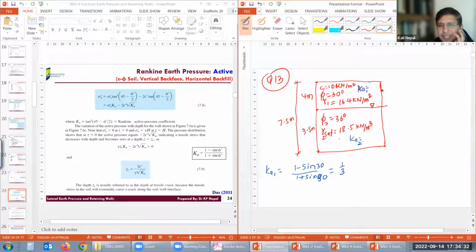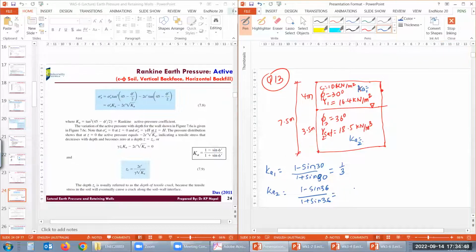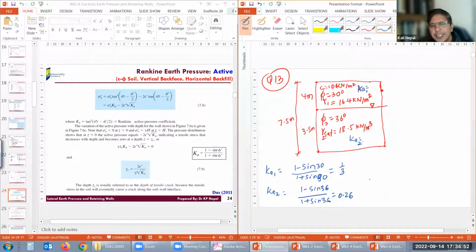That's done. So how about the second layer, 36? Ka2 equals 1 minus sine 36 divided by 1 plus sine 36. Give me the decimal places for this one. 0.26. Good, we got Ka.